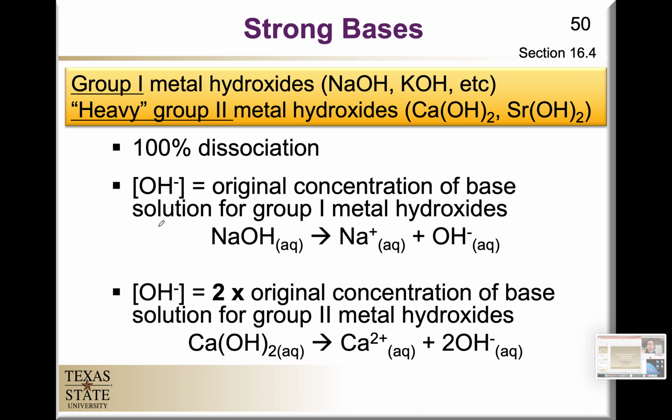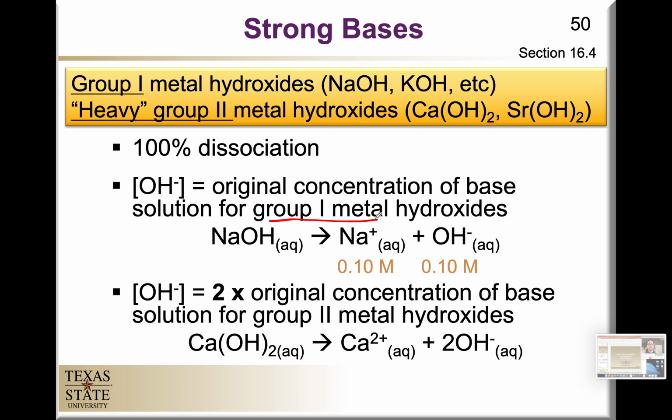So for example, for a group 1 metal hydroxide, the concentration of the hydroxide ions is equal to the concentration of the original base. So for example, if I had a 0.1 molar sodium hydroxide solution, that sodium hydroxide would completely dissociate to provide us 0.1 molar of the hydroxide ion concentration, right? So basically, the hydroxide ion concentration is equal to the concentration of the base for a group 1 metal hydroxide. That's important, group 1 metal hydroxide.